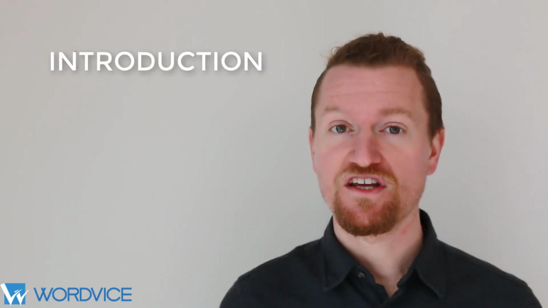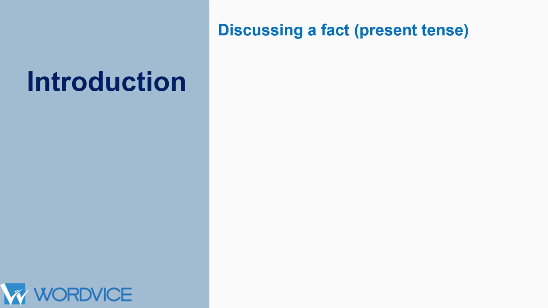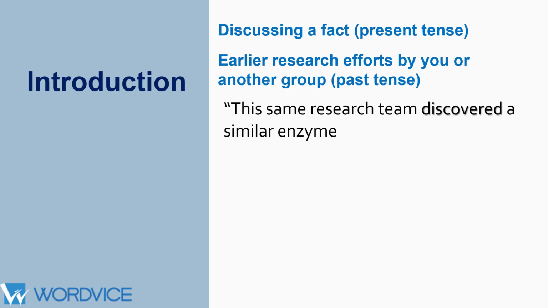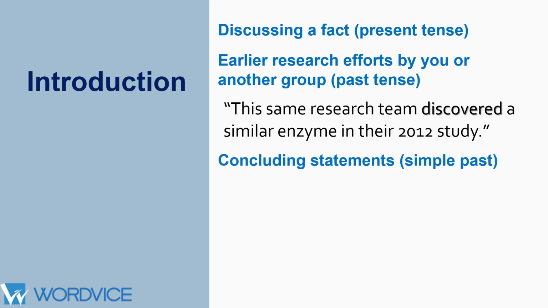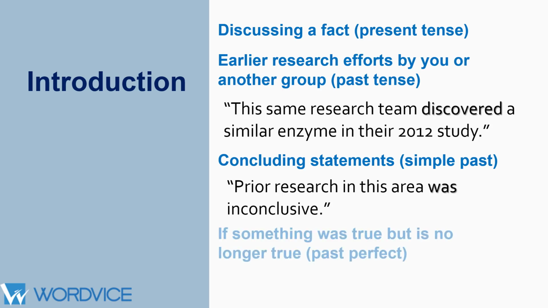In the introduction, use a mixture of present and past tense. In the introduction, the present tense is applied when discussing a fact. With earlier research efforts by you or another group, use the past tense. "This same research team discovered a similar enzyme in their 2012 study." For the concluding statements, use either the simple past or the past perfect. "Prior research in this area was inconclusive." When discussing something that was determined to be true, but is no longer true, the past perfect is the way to describe this.